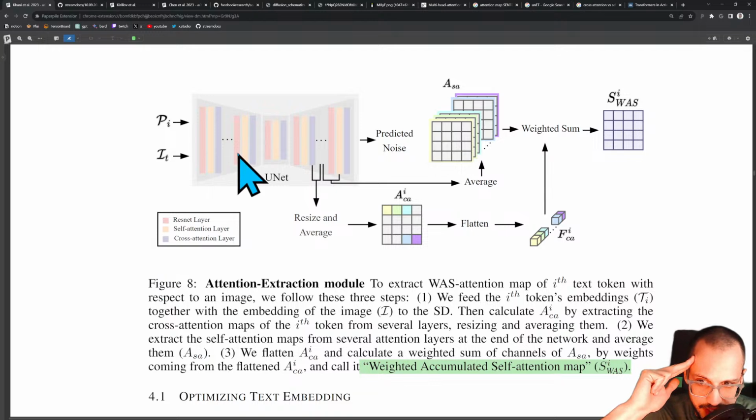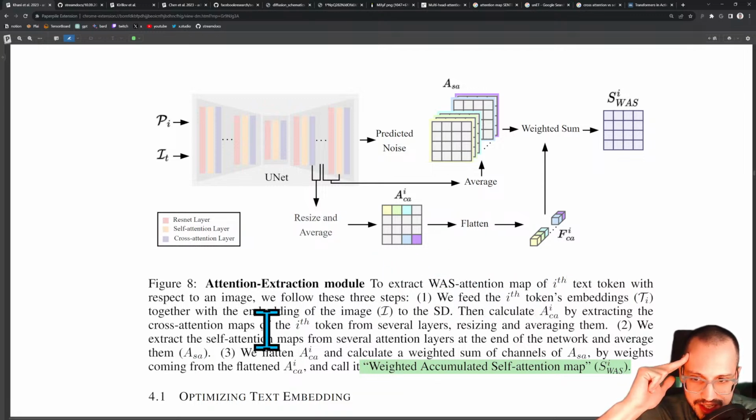Okay, so we have our little UNet here. We have ResNet layers, we have self-attention layers, and we have cross-attention layers, right? They're spread out all throughout. You have self-attention and cross-attention throughout this UNet. To extract the WAS attention map of the ith text token with respect to an image, we follow these 3 steps.